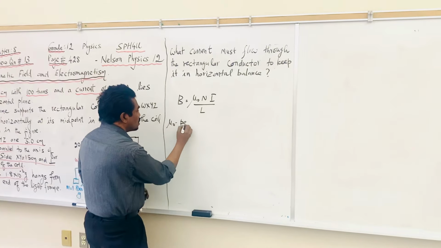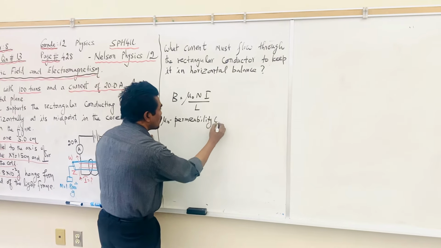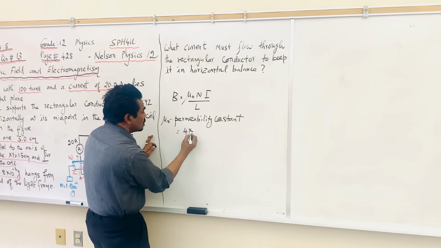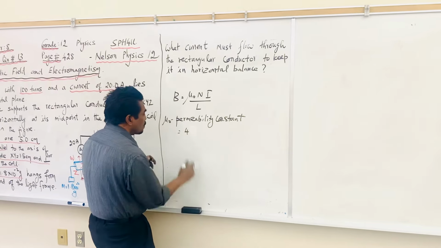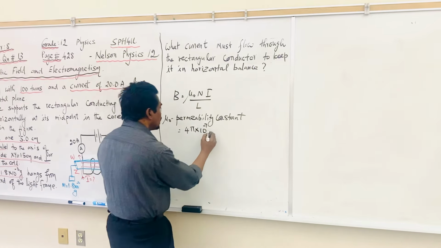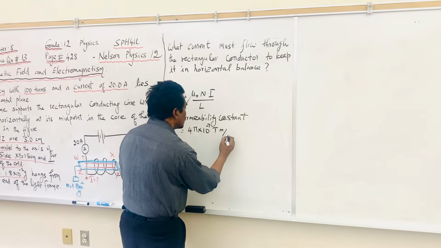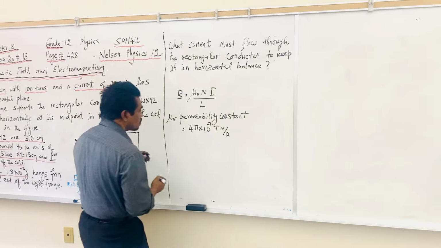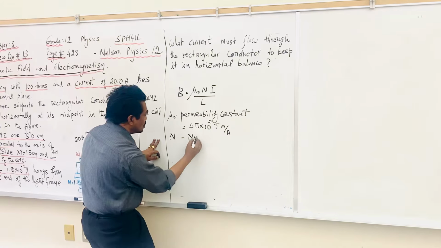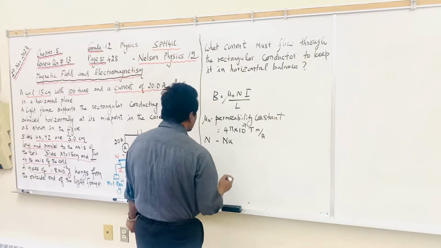Mu0 is the permeability constant, which is equal to 4 pi times 10 power -7 Tesla meter per ampere. The next one is N. N is the number of turns. You can see the turns of the solenoid. Solenoid is a type of coil, that's all.